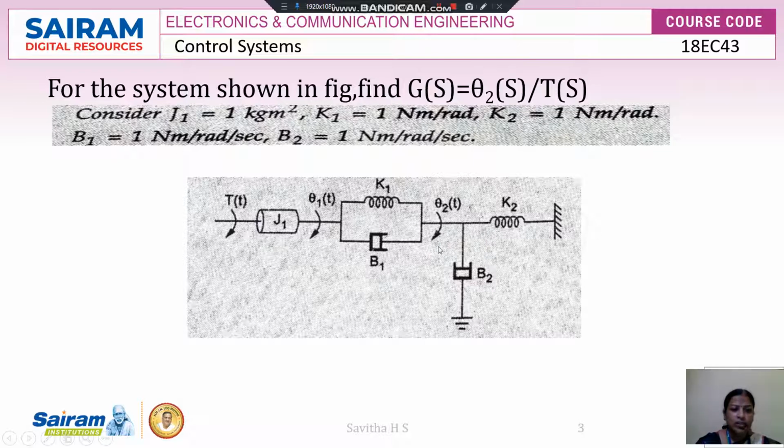So we have two inertias here, one inertia J1, and K1 and B1 are in parallel, and then B2. These two are connected in parallel. Here one node is written, and these two dampers should not connect together, and the damper and spring should not be connected together. For that, one more node we need to take. So I have taken theta 2 of t, and they have given the values for J1, K1, K2, B1 and B2. Now let us see how to solve this problem.